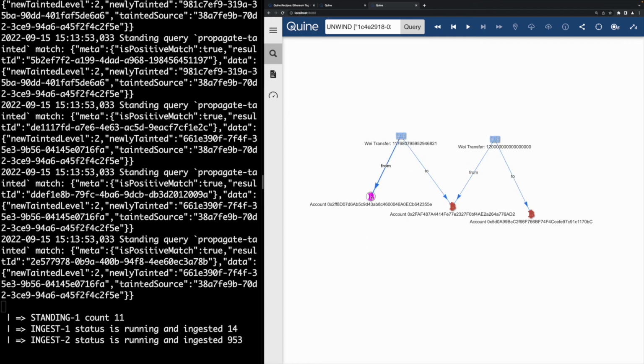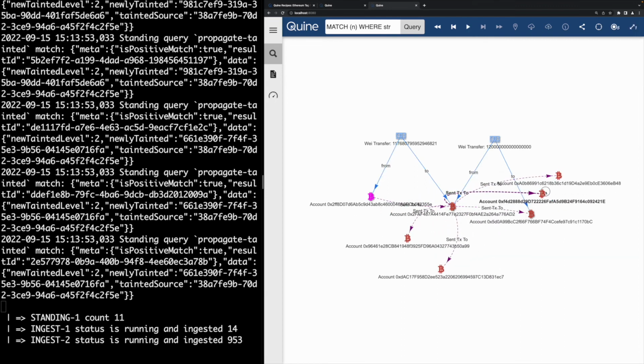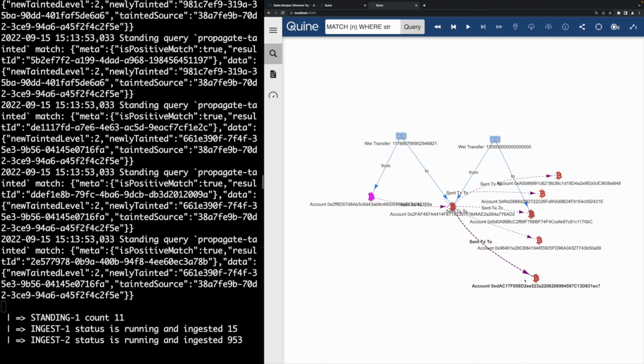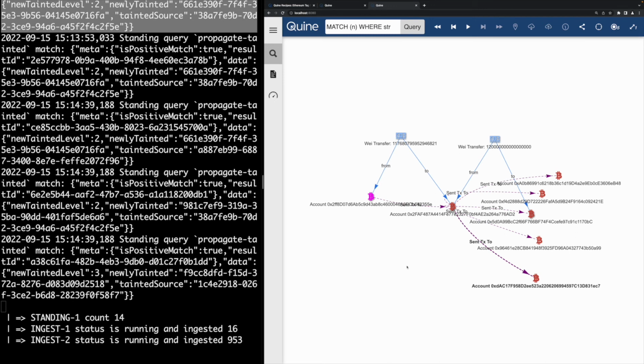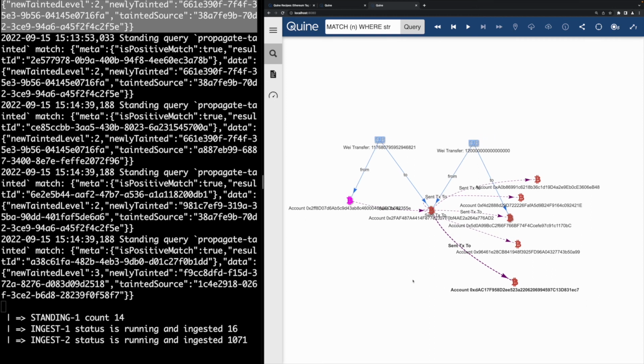As we look at this data, we can also explore it a little bit and see what other outgoing transactions occurred. And you can see that tainted funds went from this middle account not just to a third account, but to several others. And every time those occur, we get real-time notifications, in this case logged to the console, but they could easily be streamed out to another system via Kafka or Kinesis, or posted to Slack. There's some more results. As all of that happens, Quine behind the scenes is doing the matching, finding results, and taking action based on whatever pattern has been defined.